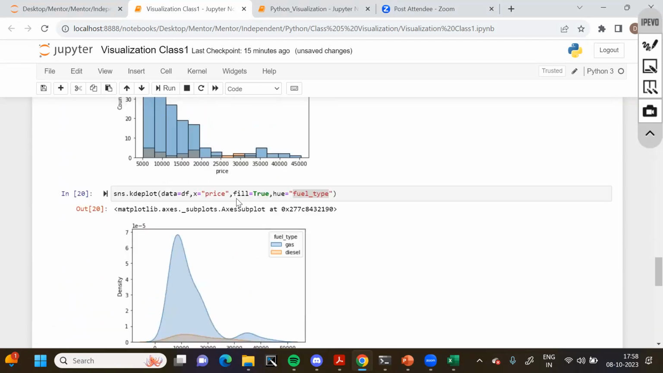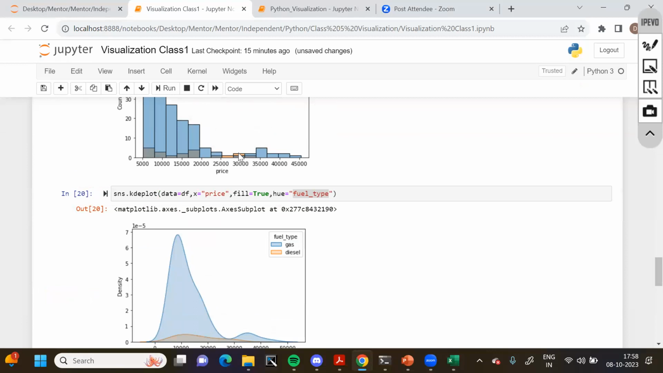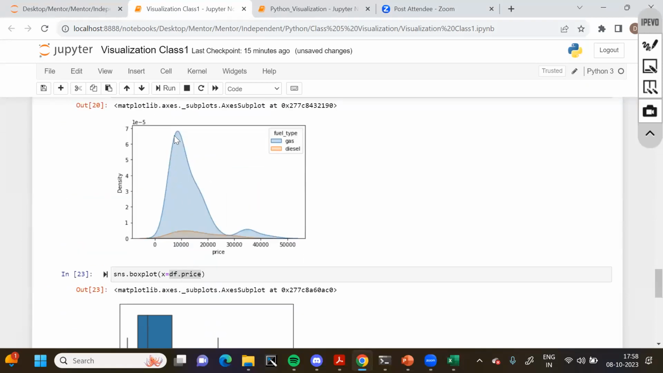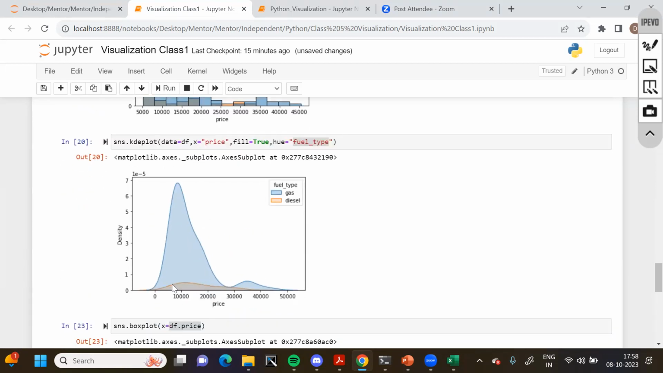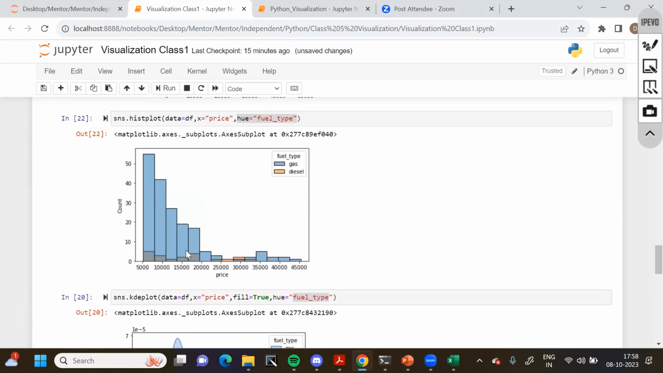Now if you see it from this perspective, for certain areas the prices were slightly high. Otherwise it was showing, sorry, it was a number of counts, right? So the majority is showing the count with the price. It was showing that the majority of your automobiles are gas, and certain ones are diesel.